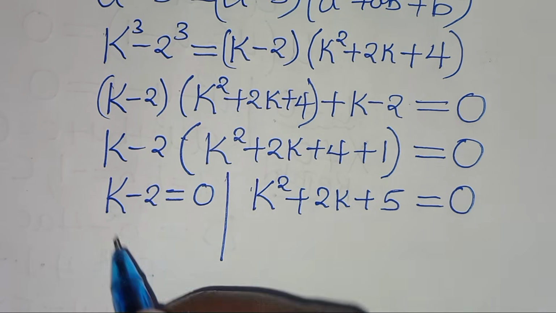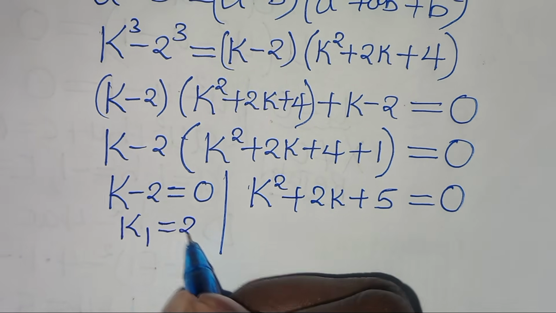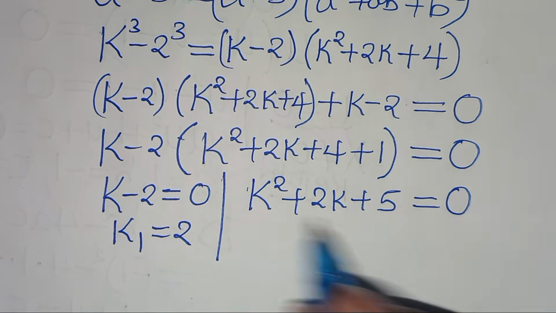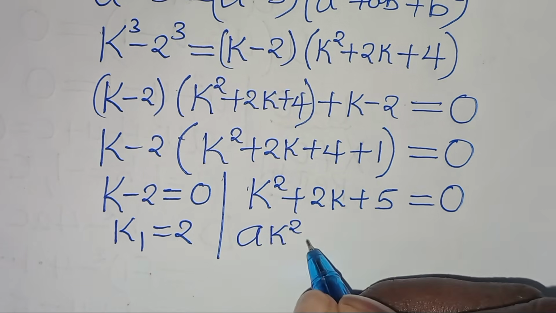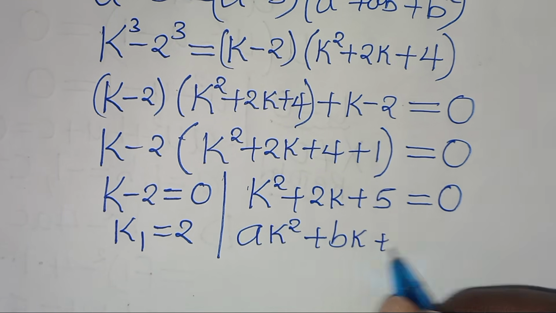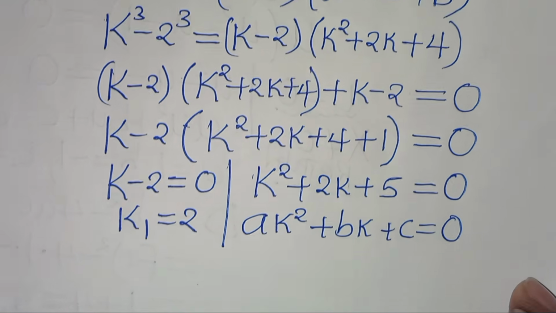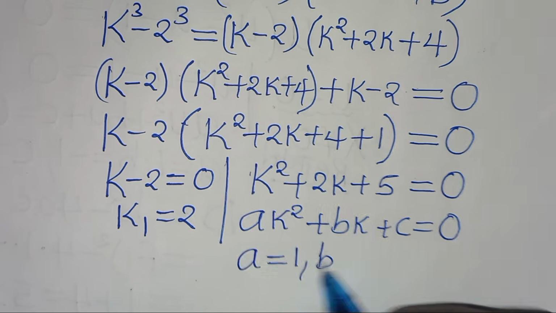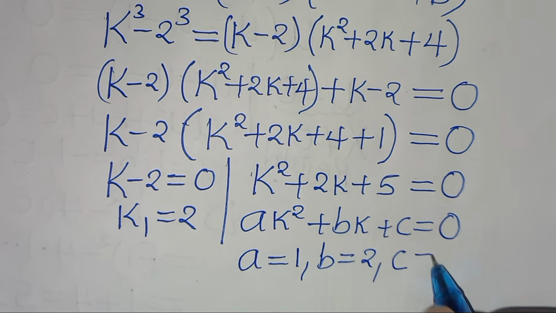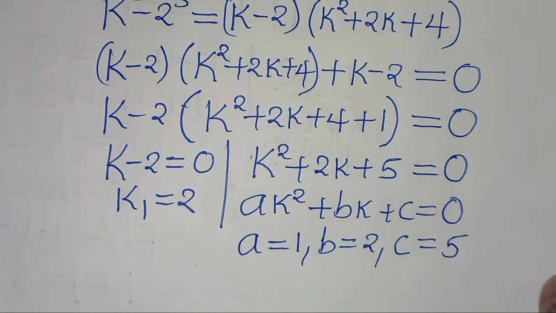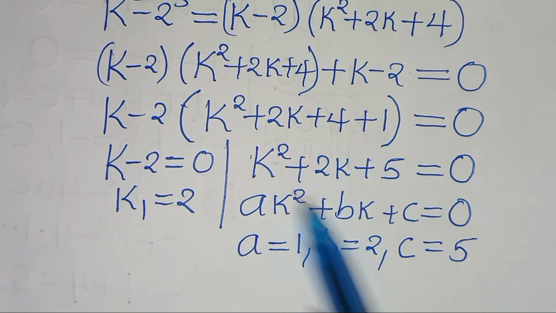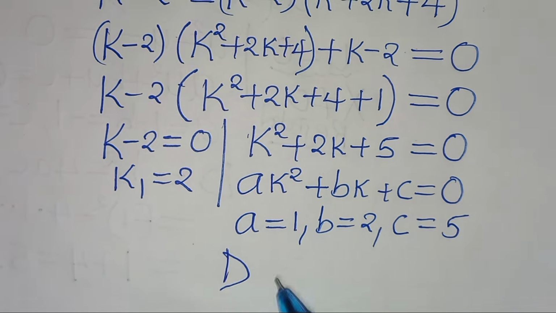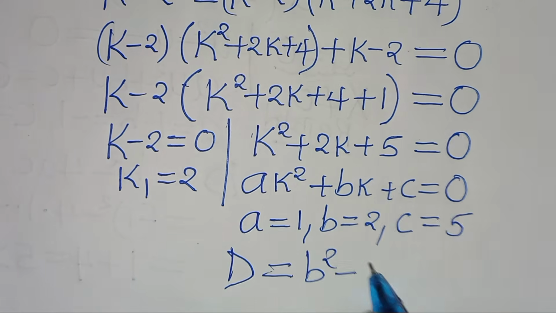From the first part here, we have that k1 is equal to 2. This is a real solution. And the second part is a quadratic equation of the form ak squared plus bk plus c, equal to 0. From this quadratic equation, we have that a is equal to 1, b is equal to 2, c is equal to 5. So the next step, let's assess the nature of the roots of this quadratic equation. To do that, we assess the discriminant value, which is equal to b squared minus 4ac.